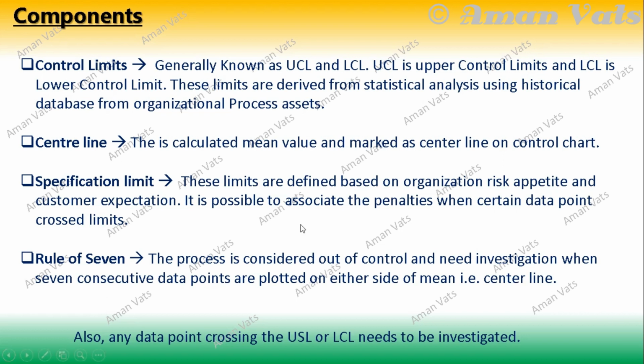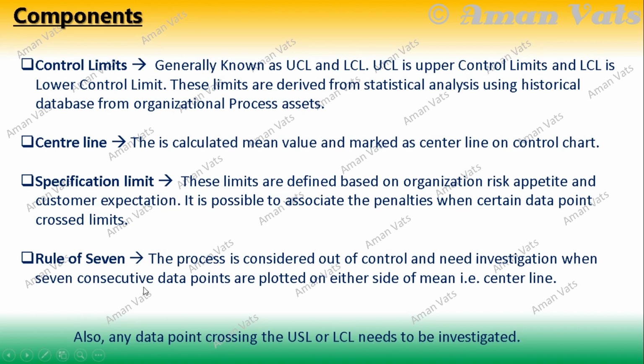Then we have the central line. This is the calculated mean value. How all these things will be calculated, I will actually show you in the process. Then you have specification limits. These limits are defined based on organization risk appetite and customer expectations. It is possible to associate penalties when certain data points cross the limits. So again, as I said, specification limits are based on organizational process input.